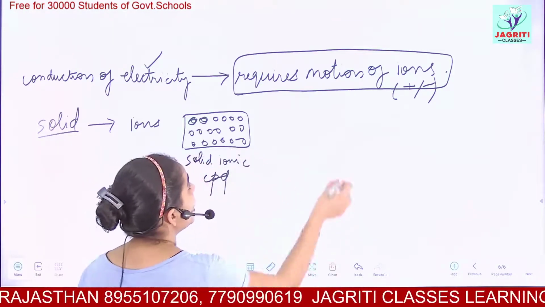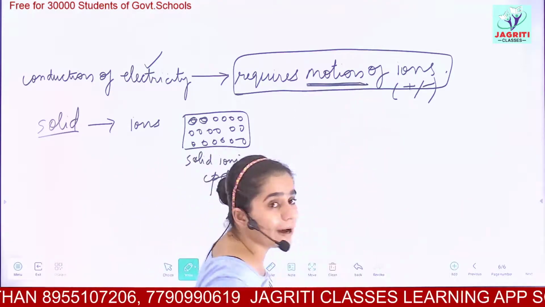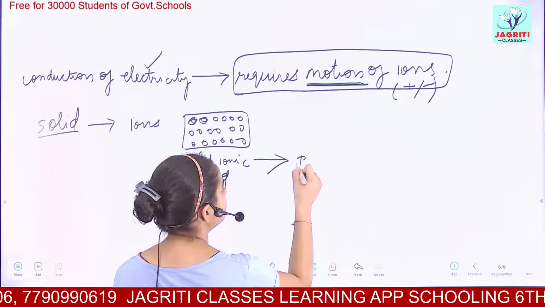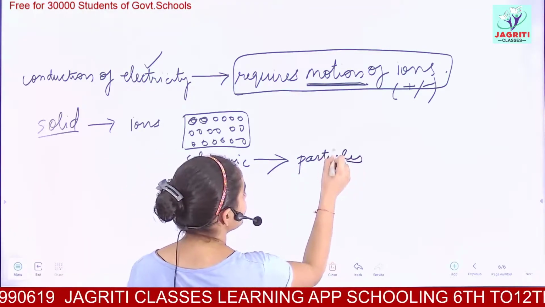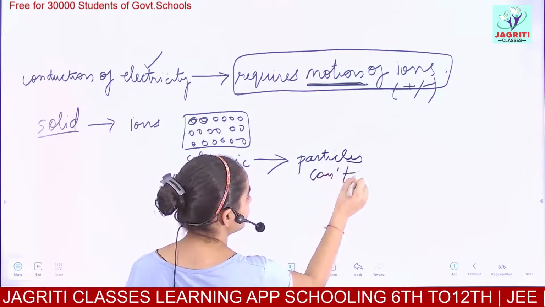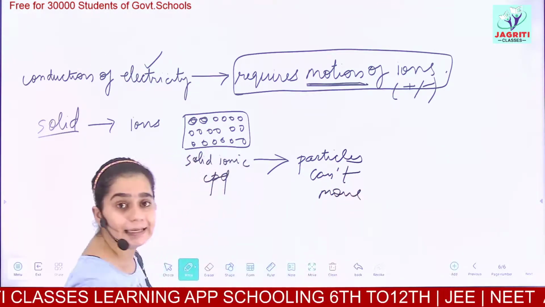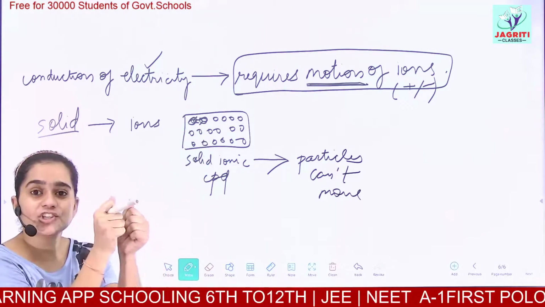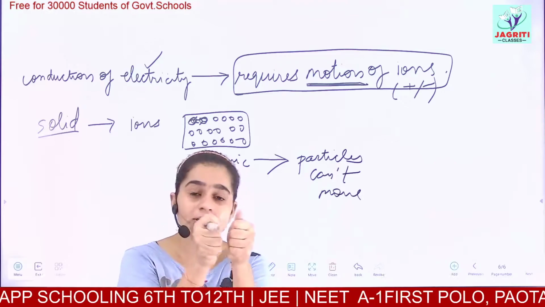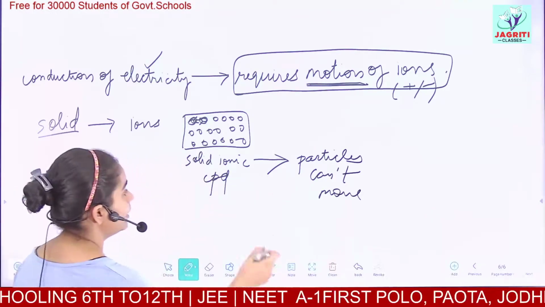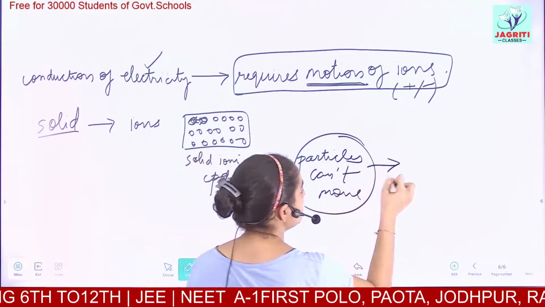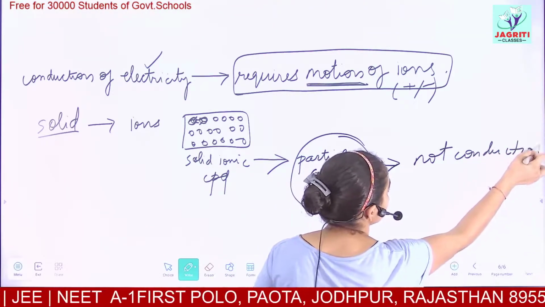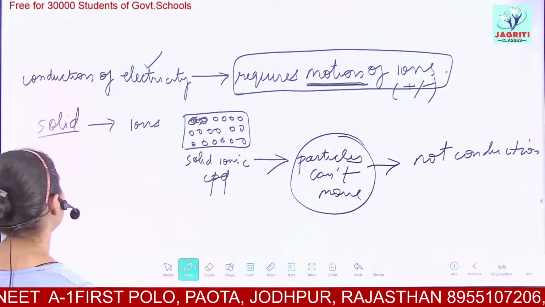And movement is required. If in a solid ionic compound the ions can't move, because you have studied in 9th class, in the states of matter, solids have high force of attraction. The particles in solid are fixed. They can't freely move. So if the particles will not move, they will not conduct any kind of electricity. No conduction is observed.